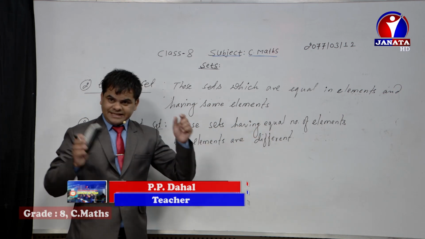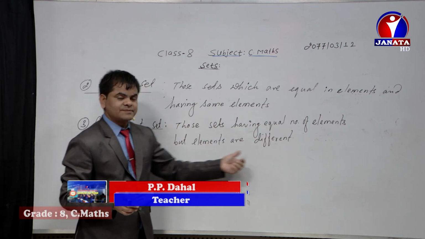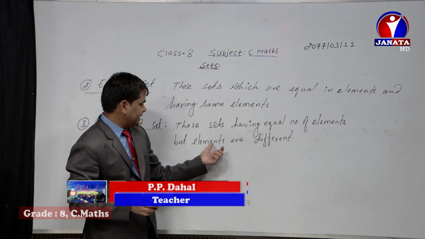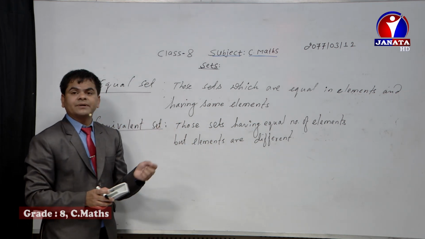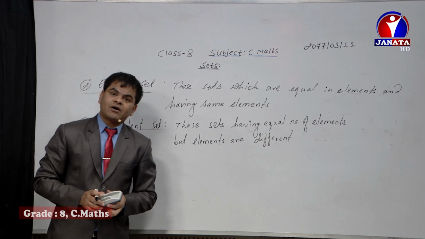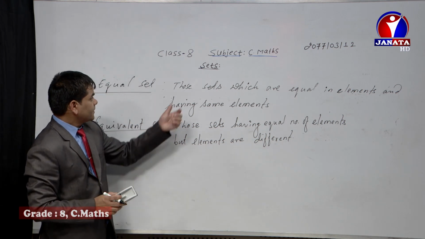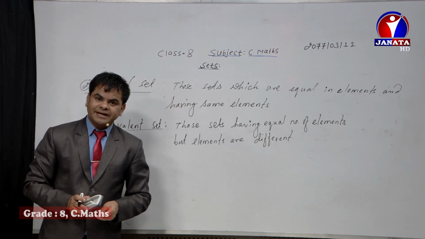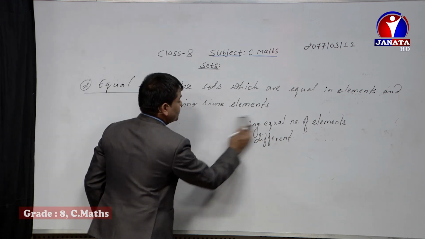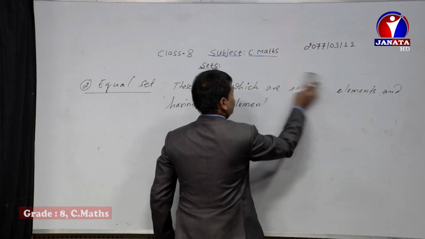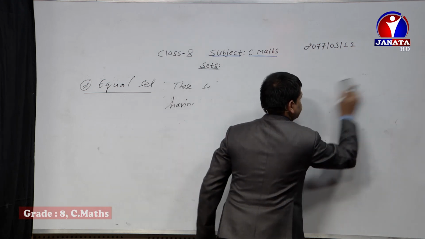Equal number means the number of elements should be equal, but the characteristics of the elements may vary in case of an equivalent set. But in case of an equal set, the characteristics of the elements should also be the same, and the number of elements should also be the same. So that's all, dear students. Now, especially let's focus on the questions which arise in the examination.